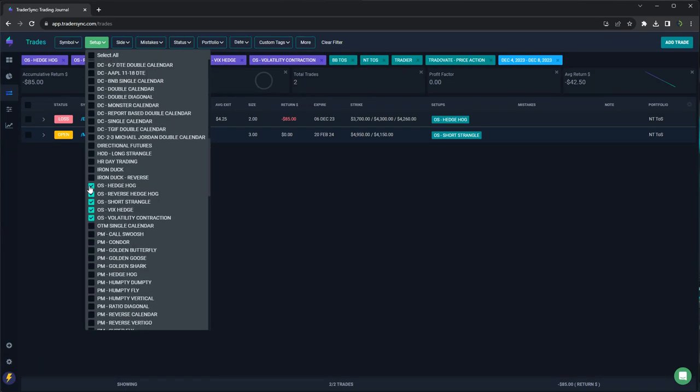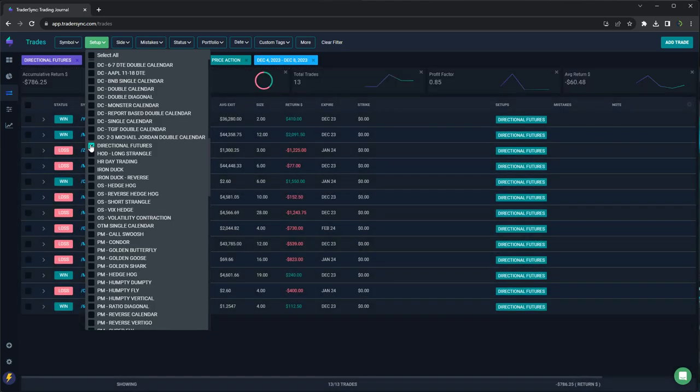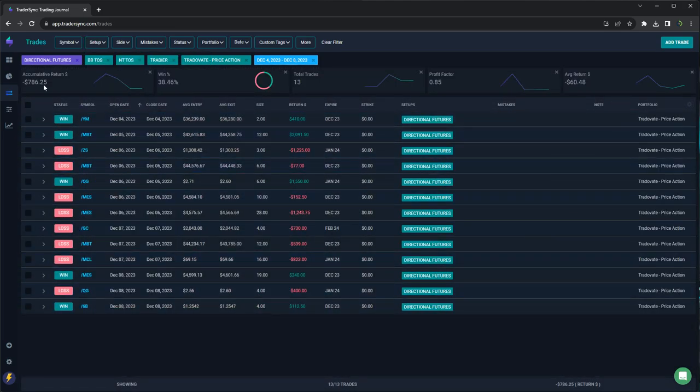The only other thing, and these aren't trades that I share with the community beforehand yet, but my directional futures, a little bit down on the week, minus 786. So I'll be sharing more about what I'm doing with those in the coming weeks.